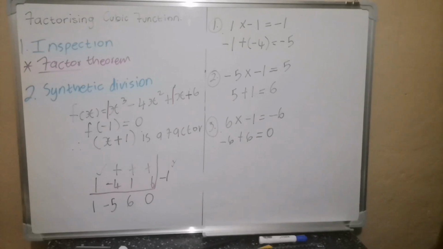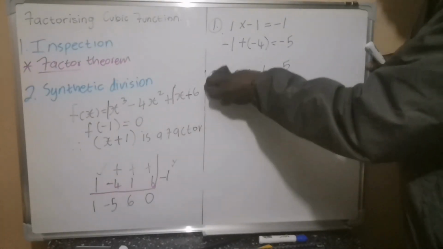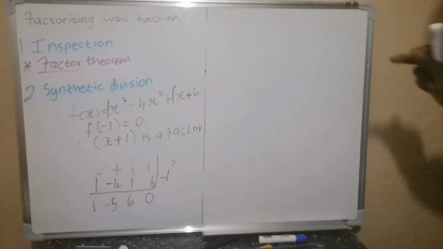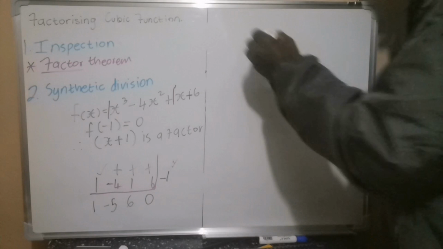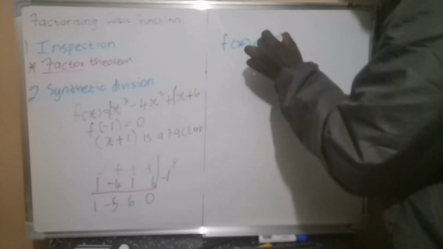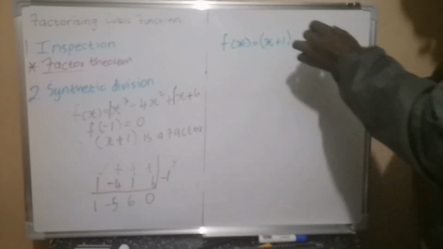This is how a full equation looks like. So it's f(x) equal to x plus 1. Okay? Already know x plus 1.